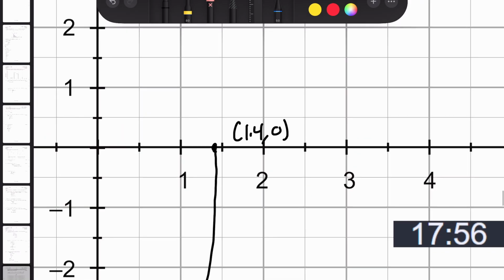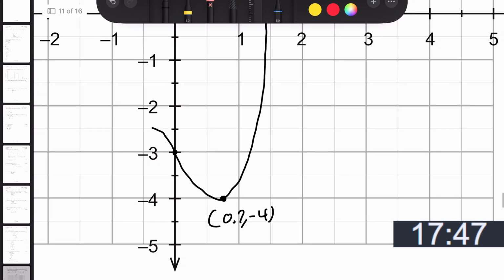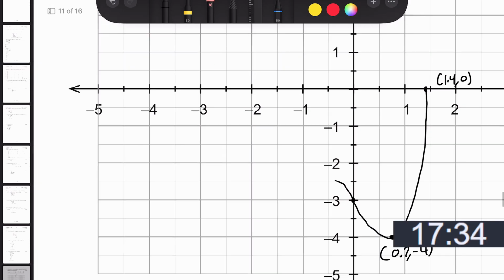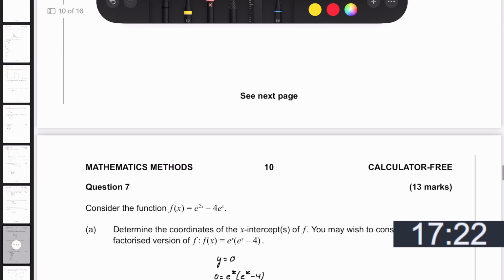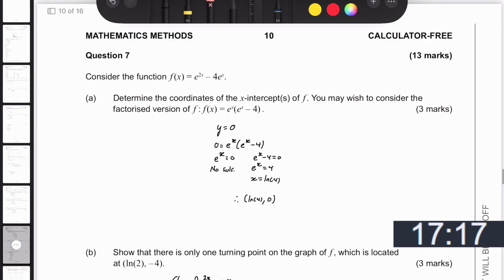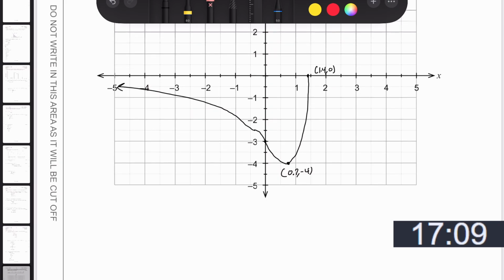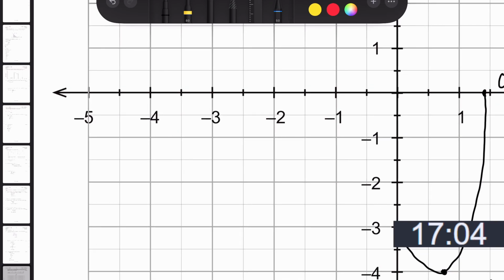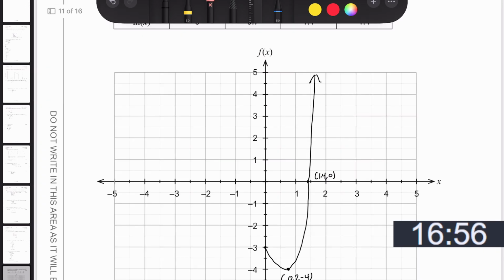Okay, let's just put here 1.4, 0, and then here is 0.7, negative 4. What am I doing for the left hand side though? It's an inflection point, so my concavity changes. Do I just go off like this? Is that what happens? Because it's an inflection point, let's keep it down, but I never reach 0. Let's just continue going up like that. An inflection point here.